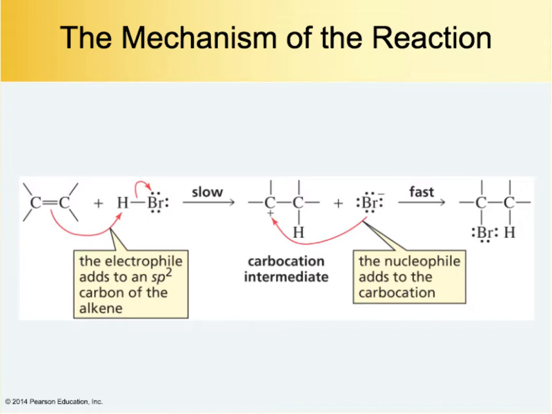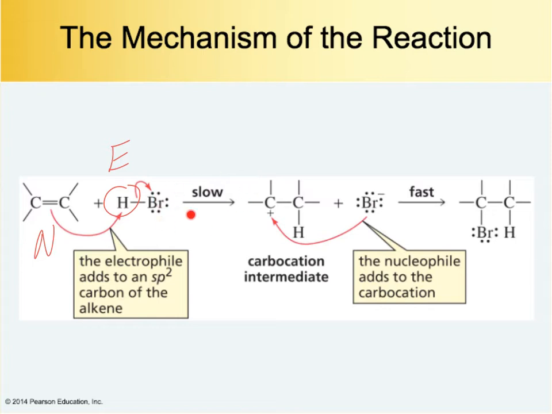Remembering here the mechanism of our first reaction we've learned. We have a pi bond as our nucleophile, so that is our nuke. We have the hydrogen of HBr as our electrophile. We start our arrows at nucleophiles and attack the electrophile. Electrons move. The HBr bond breaks.